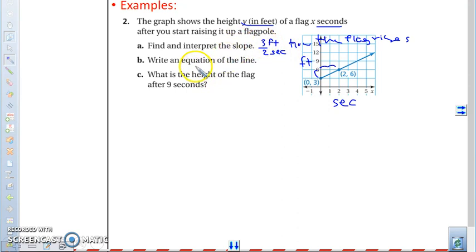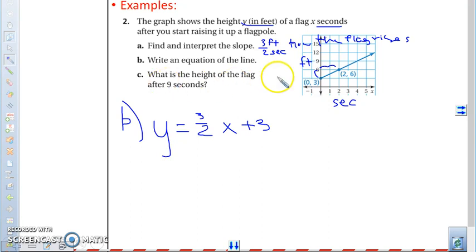Okay, write an equation for the line. So the intercept is at 3. I'll put part B down here. The intercept is at 3, so y equals plus 3. The slope is 3 halves x. Okay, there we go.